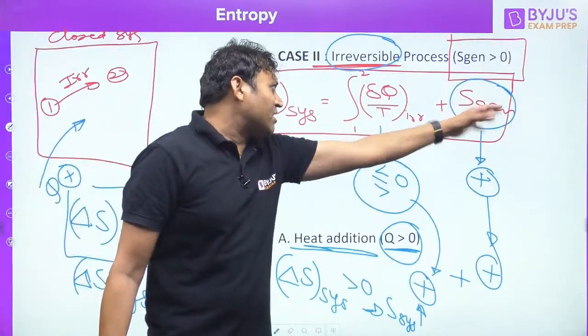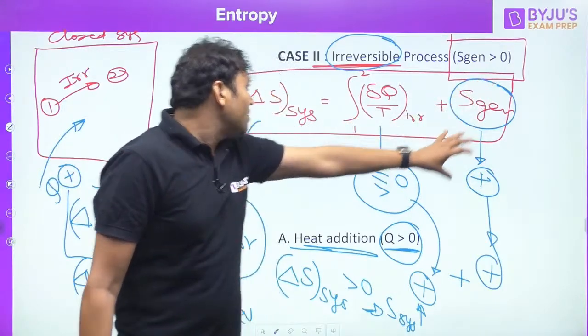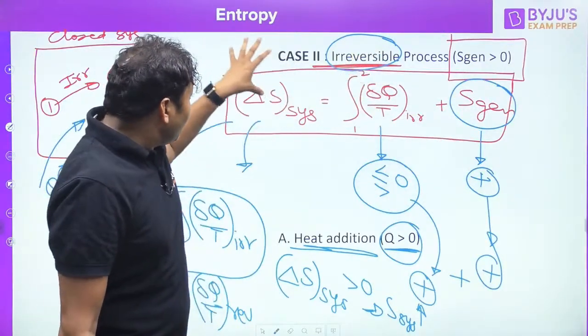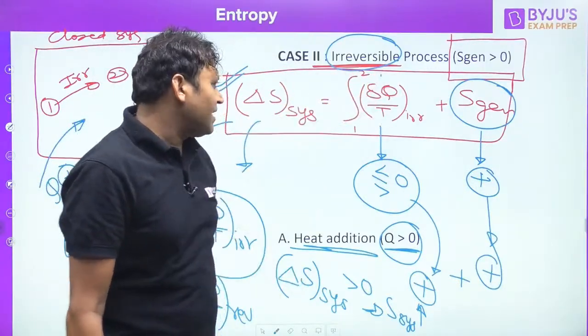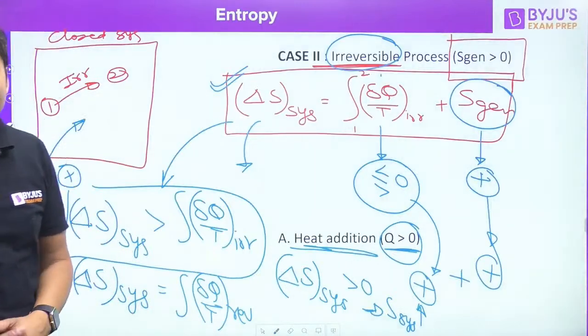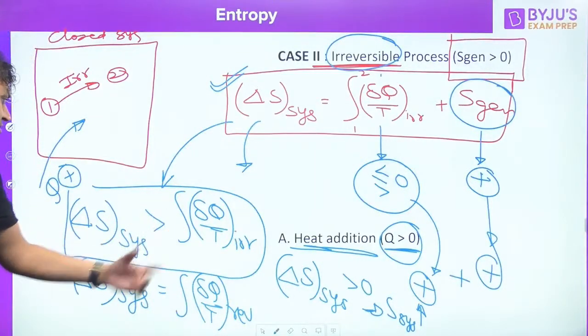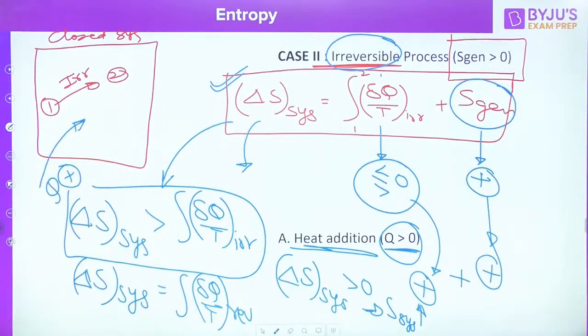S generation is positive, this is a positive quantity. So we can say the left hand side will be more than the first term, isn't it? Shivam, that is for your doubt. Is this clear?